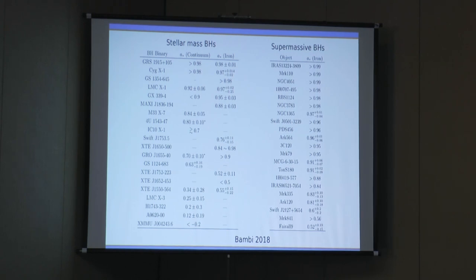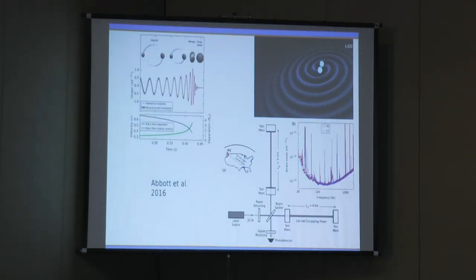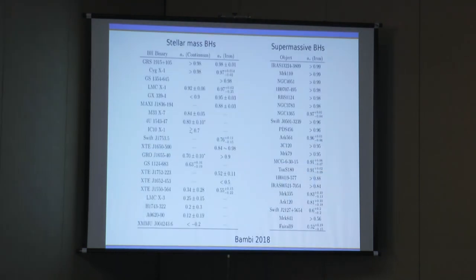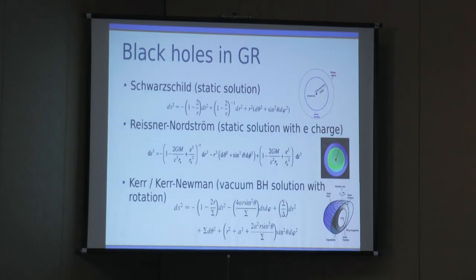Here is the case of stellar mass black holes, but we are interested in supermassive ones in this presentation. I just put here the case of gravitational wave observations, because they constrain the mass of black holes, and they tell us something about the merger of black holes and their resultant mass.